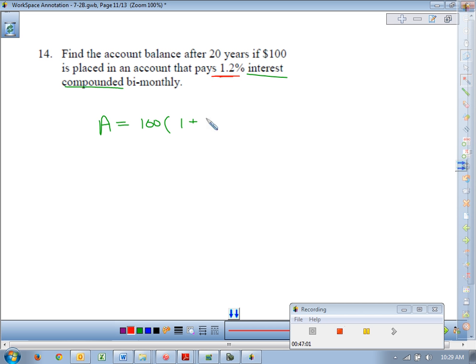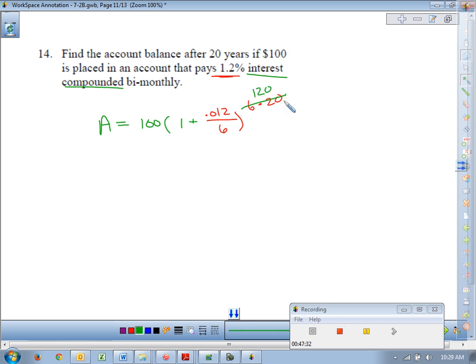So, 0.012, is that right? Over bi-monthly, how many times is that then? 6 times a year, how many years are we doing it? 20. Then cross that out. 6 times 20 is 120.